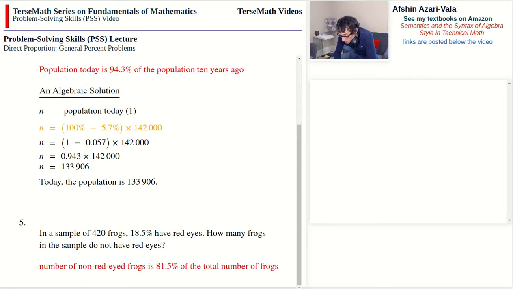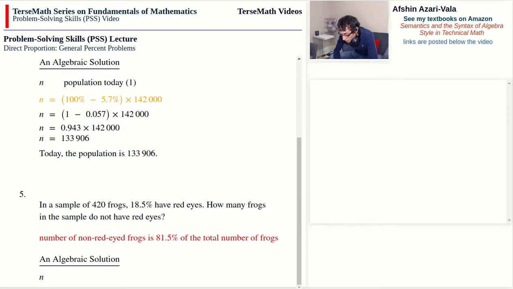The key statement is the number of non-red-eyed frogs is 81.5% of the total number of frogs. Now 81.5% comes from 100% minus 18.5%. If 18.5% of the frogs have red eyes, then 100% minus 18.5% of them do not have red eyes. That's what I'm looking for.